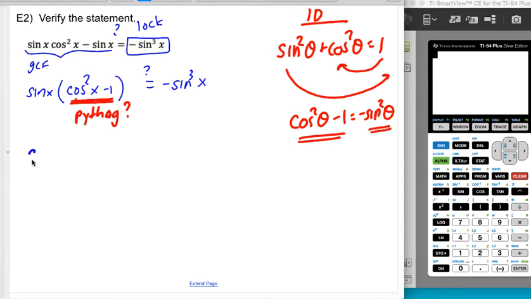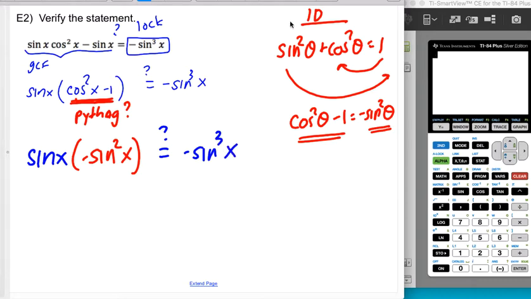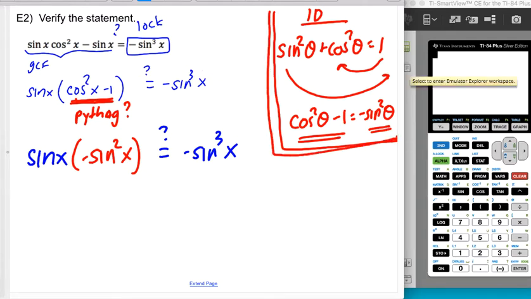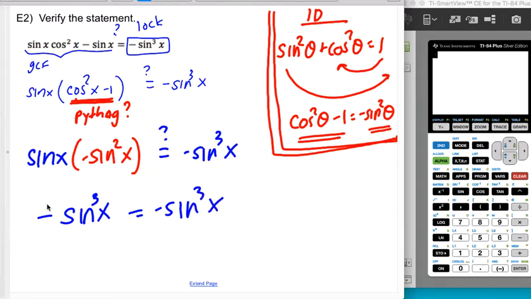So I get that this is the sine of x times a negative sine squared of x. And I'm trying to show that that is equal to negative sine cubed of x, right? And again, I kind of did my work separately here, and I intentionally picked theta not x just to show, hey, this is not the work for the problem. This is separate work off to the side. And sure enough, when I do sine times sine squared, I get a sine cubed, and there's a negative in front. So I get negative sine cubed of x equals negative sine cubed of x, and we're done.